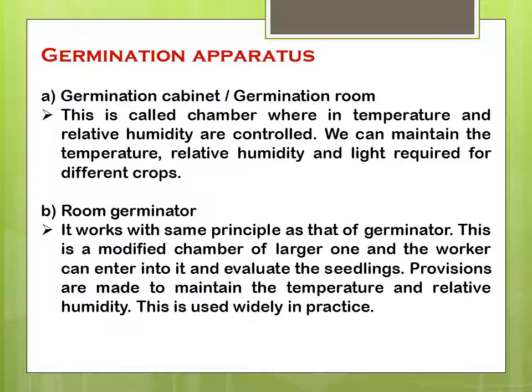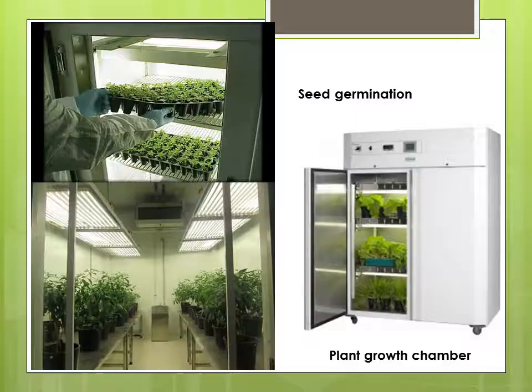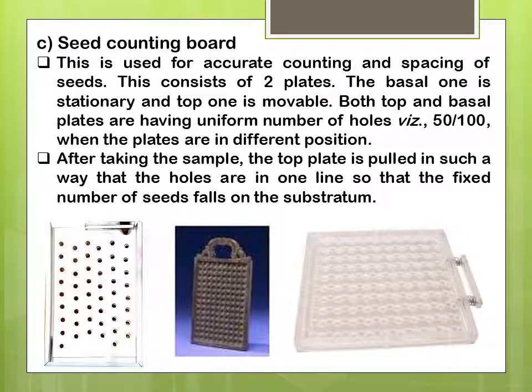Now, germination apparatus. There are different types of germination apparatus, like the germination cabinet or germination room. Then we have the room germinator. You can see this is the seed germinator, and we also have the plant growth chamber. You can grow the seed in a plant growth chamber also. You put the seed in small pots, because that particular germinator maintains all the conditions required for the seeds.